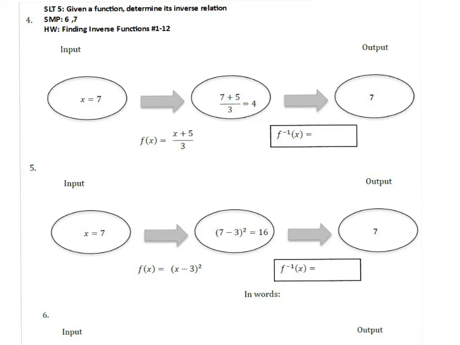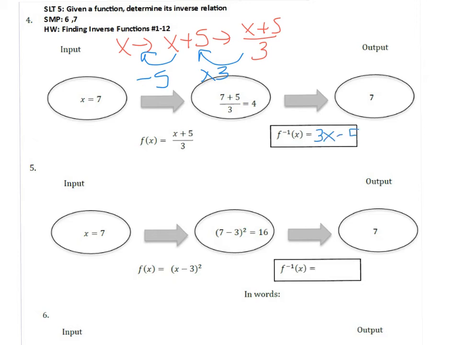Okay, so for number 4, what happens is, first they're saying, if I look at my equation here, take x, add 5, and then divide by 3. So going backwards, I'm going to multiply by 3 and then subtract 5. So the inverse function is going to be 3x minus 5. Does that work if we plug in 4 from here? Let's see, 3 times 4 minus 5, 12 minus 5, yep, that's 7.